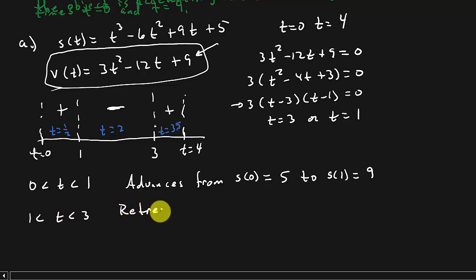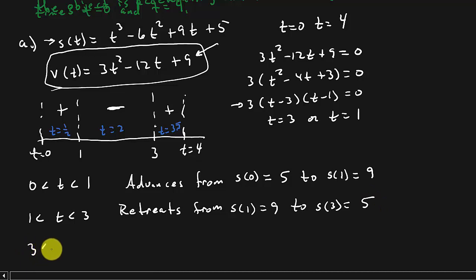It retreats from s of 1, right? From s of 1 to s of 3. Well, what's s of 1? S of 1 is 9. To s of 3. Well, what's s of 3? We'll plug 3 in to this one right here. Okay? And when you do that, you get 5 as an answer.